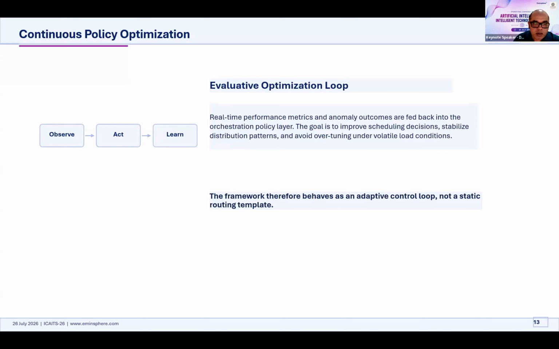The objective is not uncontrolled self-modification. Enterprise systems still require security boundaries, governance, and policy constraints. The objective is to make the orchestration layer progressively more responsive to observed system behavior. Another important consideration is avoiding overreaction. A system should not continuously move workload simply because metrics change slightly. The policy layer therefore needs significant boundaries to avoid unstable or excessive tuning. So this becomes an adaptive control system rather than a static routing mechanism.